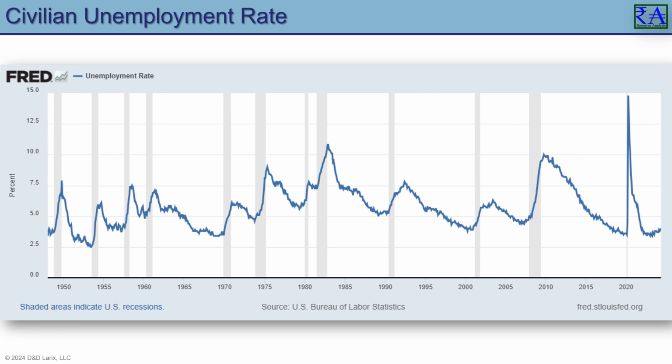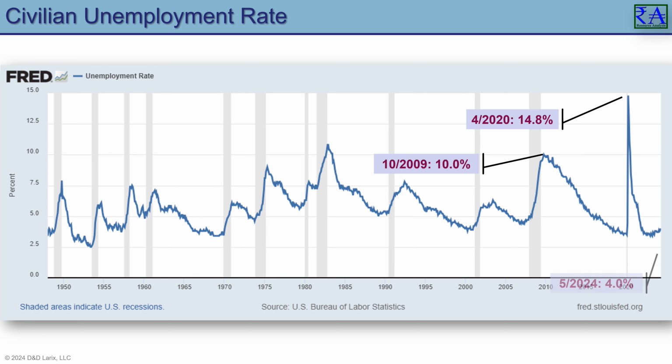Understanding the unemployment rate is crucial for grasping how economic health and GDP are interconnected. The unemployment rate measures the percentage of the labor force that is jobless and actively seeking employment. Throughout recent history, we've seen significant fluctuations in this rate, such as the peak of 10% during the Great Recession and an even higher crest of 14.8% during the COVID-19 recession. As of 2024, the rate has settled back down to a more stable 4%.